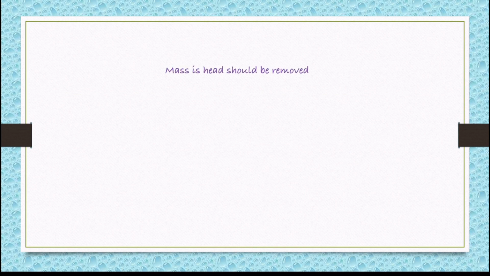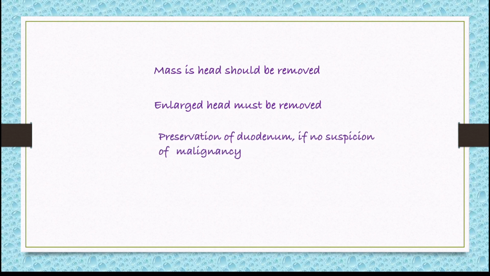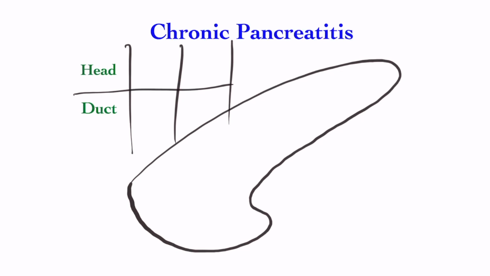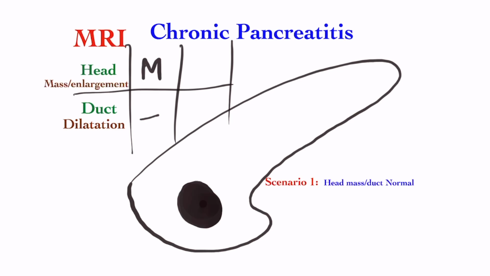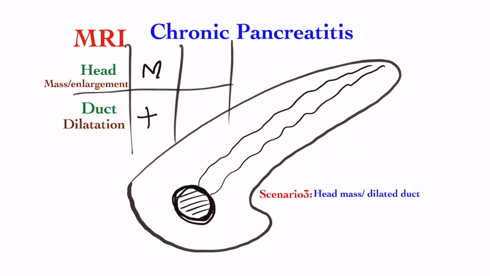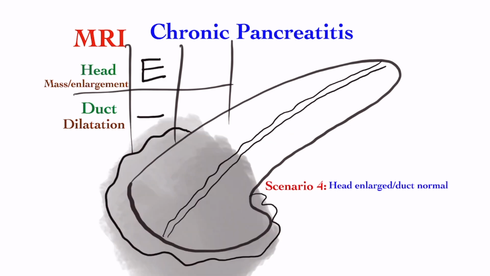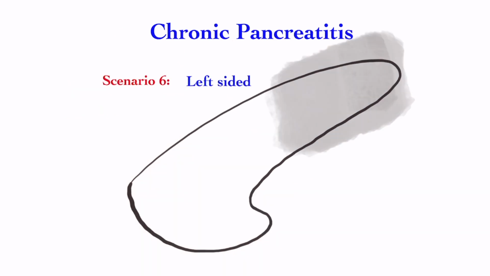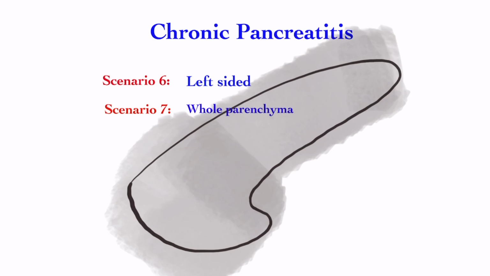Let's revise all rules before we proceed for surgery. Mass in head should be removed. Enlarged head must be removed. Preservation of duodenum, if no suspicion of malignancy. Dilated duct must be drained. Two things are noted in MRI in chronic pancreatitis to decide what surgery is needed: head mass or enlargement, and ductal dilation. There could be mass with normal duct, dilated duct with no mass, head mass with duct dilation, enlarged head with normal duct, enlarged head with dilated duct. Chronic pancreatitis limited to tail. Severe pancreatitis involving whole pancreas.